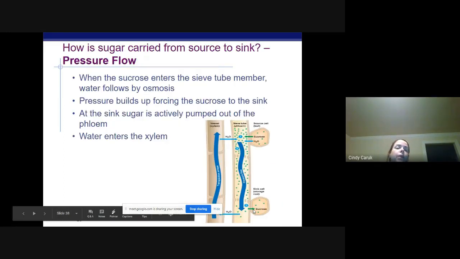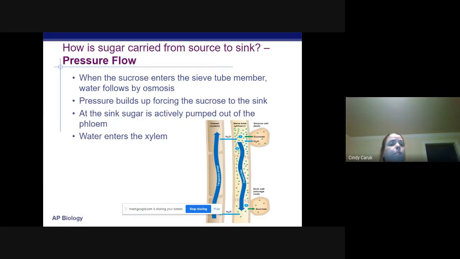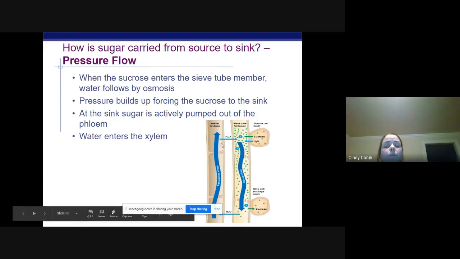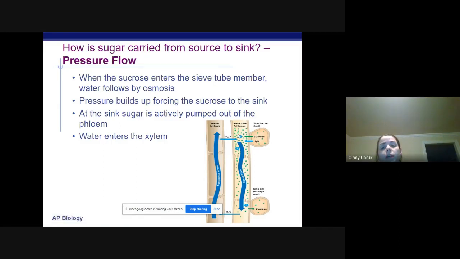When that does, I've got an increase of solutes. And remember what an increase of solutes does? It decreases my water potential. Water wants to move in there, and that's literally what happens. This is why xylem, if you remember in the veins, is right next to phloem. So the water enters in, right? That causes a pressure buildup, and that's what's really going to help force the sugar from source to sink.